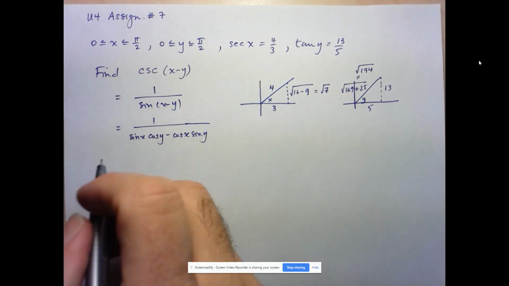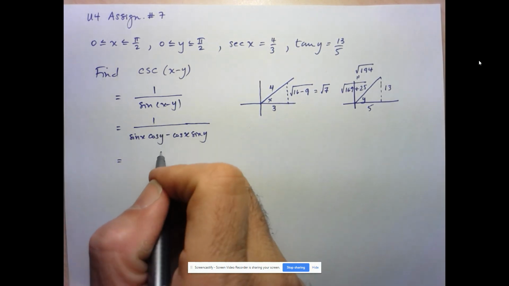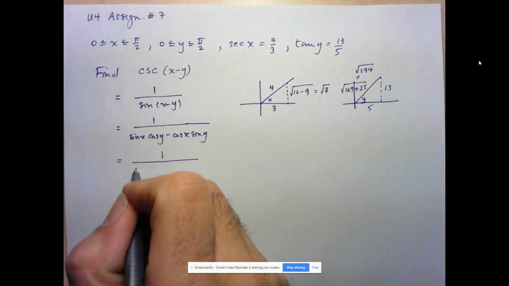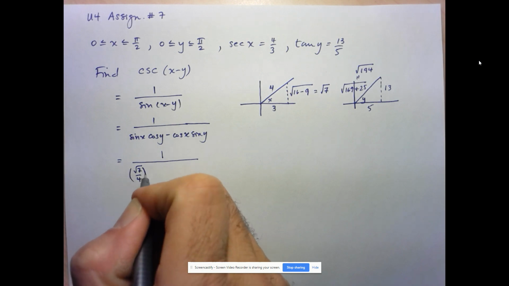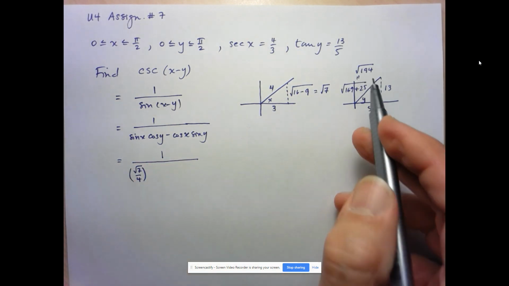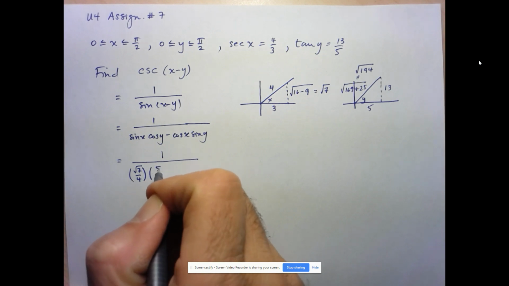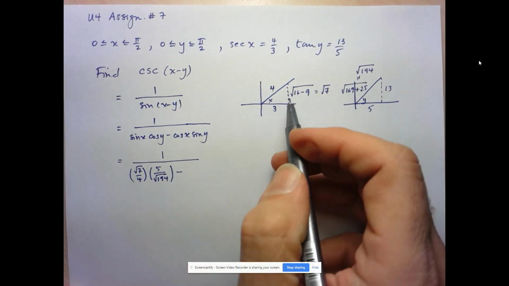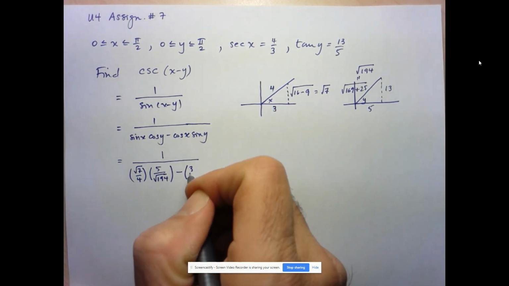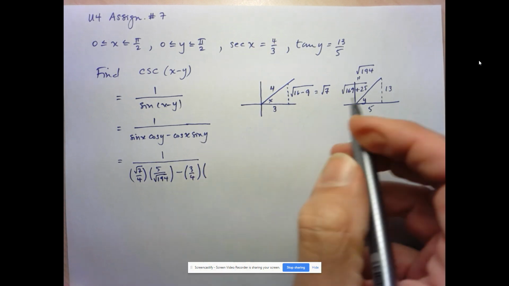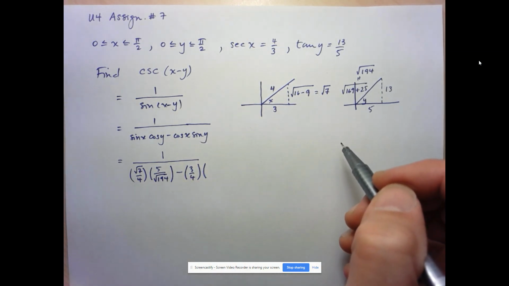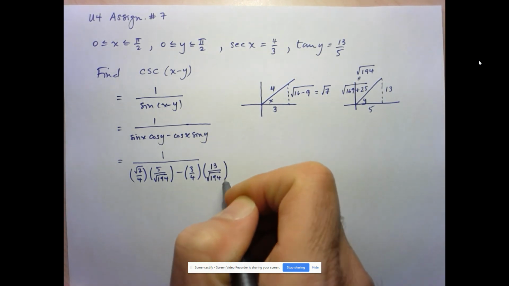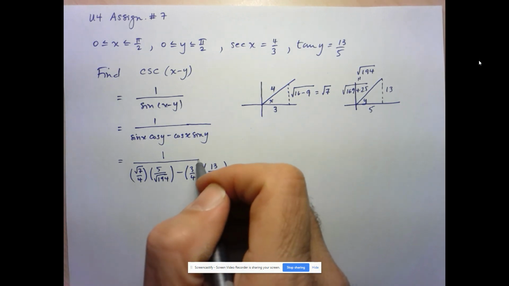All right, now I have enough information to go input all my results. So sine of X is going to be equal to root 7 over 4. Cos of Y is just going to be 5 over root 194. So here, minus cos of X is just going to be 3 over 4. And then here, last one, sine of Y is going to be 13 over square root of 194.